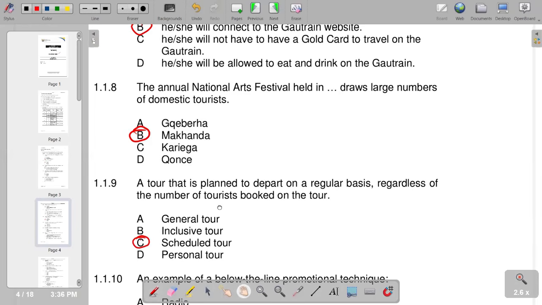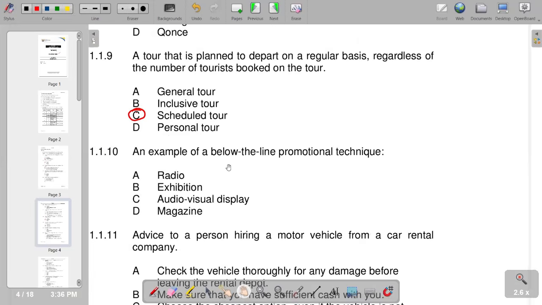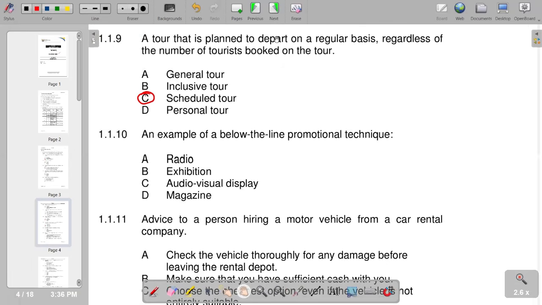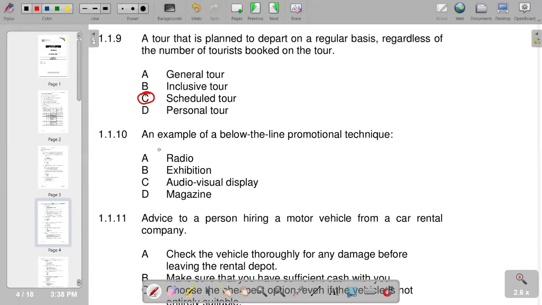Then on number 10, an example of a below-the-line promotional technique. So the correct answer that we have is the exhibition. Remember, looking at the below-the-line promotional technique, these are targeted marketing strategies that use direct and also personal and measurable methods to reach specific audiences. So according to our responses, we see that exhibitions become the one that uses the direct method.